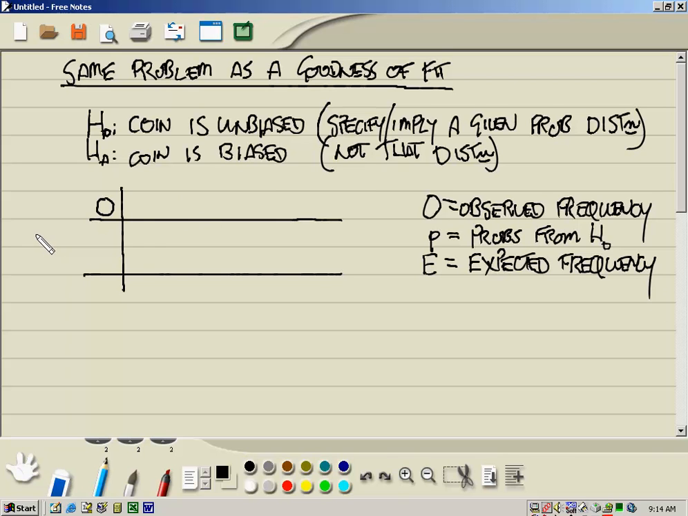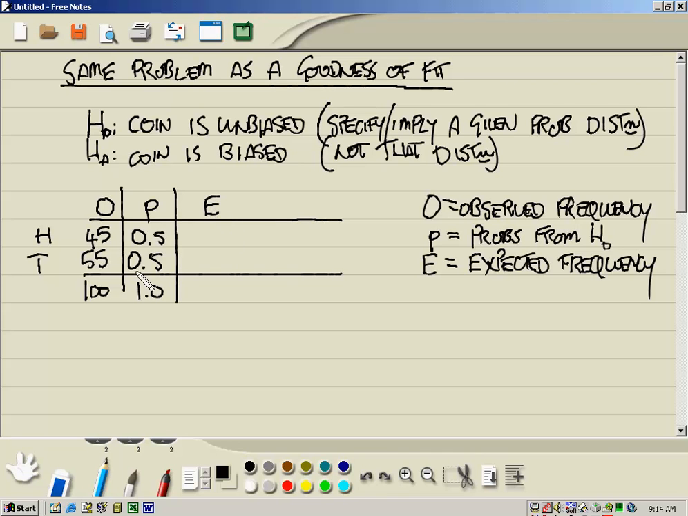So the observed frequency in this case, remember we had heads and tails, would be 45 for our sample for heads, and therefore we must have had 55 tails. Total sample size of 100. Probabilities implied or specified by the null: the coin is unbiased, so the probability of a head is a half, probability of a tail is a half, and of course the total sum of the probabilities in any probability distribution is equal to 1.